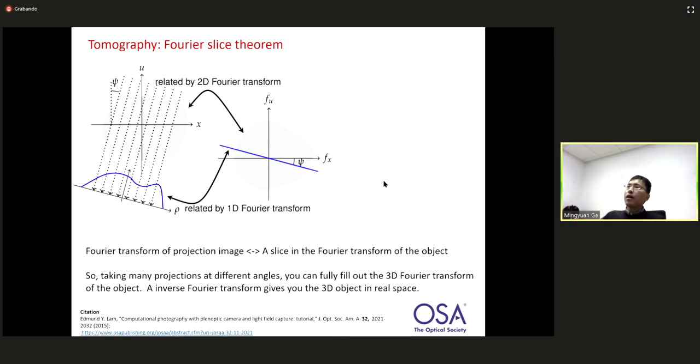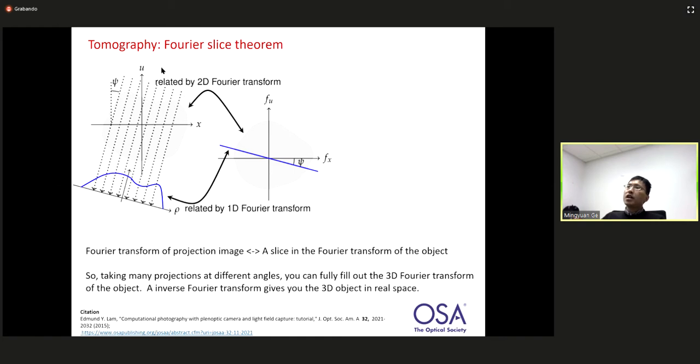And another one we would like to talk about is tomography. We heard a lot about CT, computed tomography, right? It is used in medical examination, and it gives the algorithm to reconstruct an object and see through it to look at the internal structure. This gives a very famous theorem called the Fourier slice theorem.